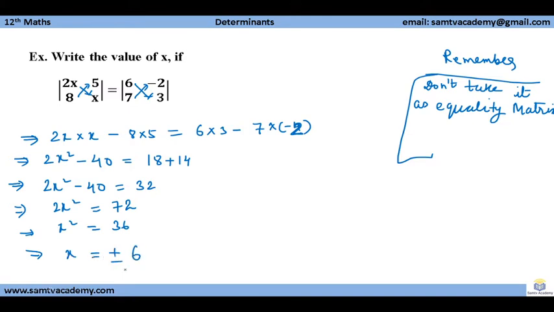So like this we have to take the determinant of both sides and then we have to equate. Don't simply take it as an equality of matrices and equate the corresponding elements. You have to solve both sides' determinants, then you have to equate it. First take both sides' determinant, then equate. I hope you have understood.